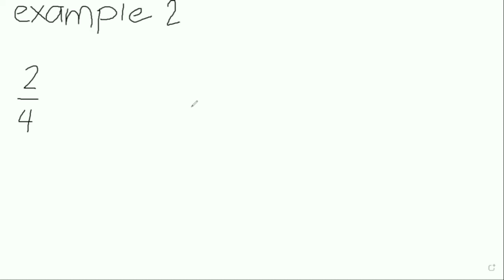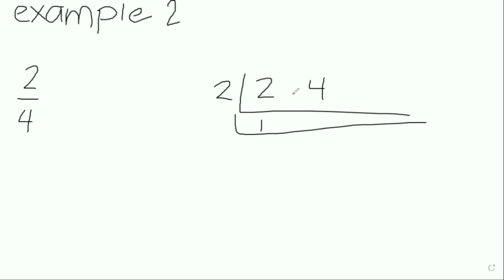Our second example is 2/4. Do 2 and 4 still have a common factor beside 1? The answer is yes. So we have to look for the GCF of 2 and 4. So once again, we are going to use continuous division. So what is the common factor of 2 and 4? 2. So 2 divided by 2 equals 1. And then 4 divided by 2 equals 2. Since there is no common factor of 1 and 2 beside 1, therefore our GCF is 2.